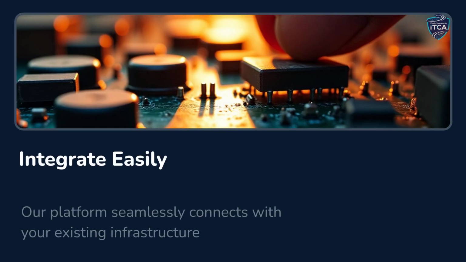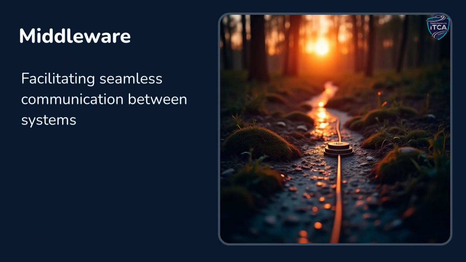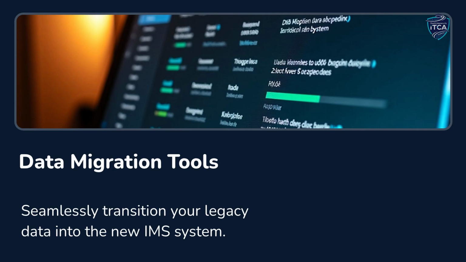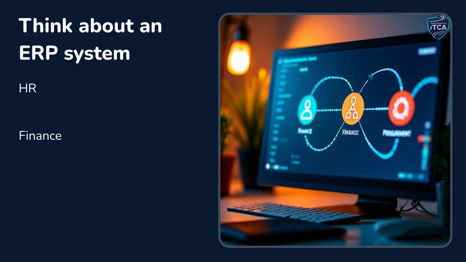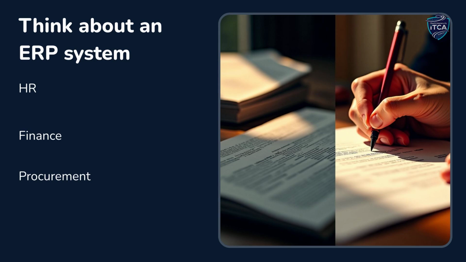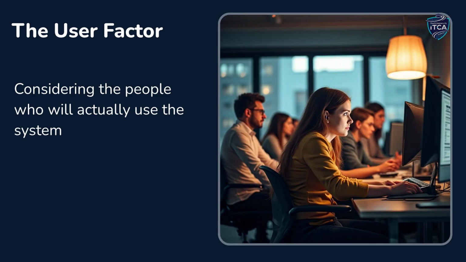We integrate using APIs for smooth communication between software, middleware to act as a bridge between systems, data migration tools to move old data into the new IMS. Think about an ERP system. It links HR, finance, and procurement so employee details flow automatically into payroll. No duplication, no manual errors. All right, the system is live, data is flowing, but wait, what about the people who actually use it?